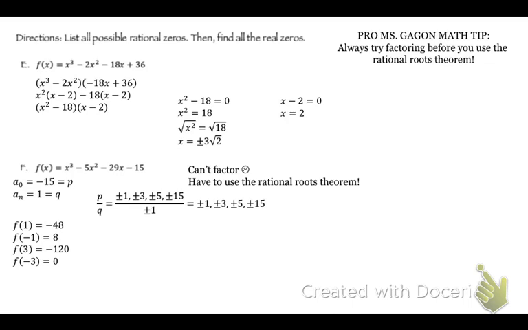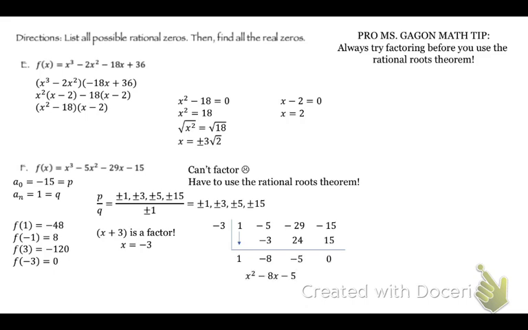So negative 3 works, which means that negative 3 is a 0, and x plus 3 is a factor because you have to switch that sign back. And let's use synthetic division here to solve the rest of this. So I'm going to bring down that 1. 1 times negative 3 is negative 3. Negative 8 times negative 3 is 24. Negative 5, positive 15, and 0. So I end up with x squared minus 8x minus 15.